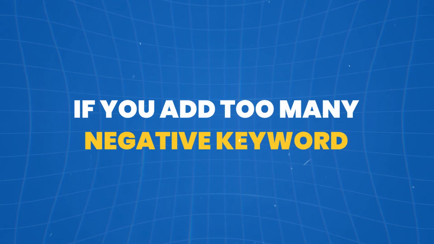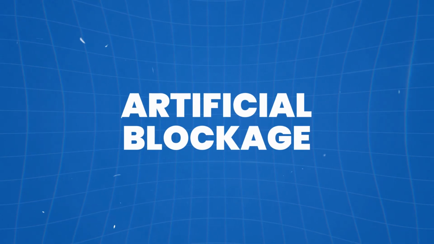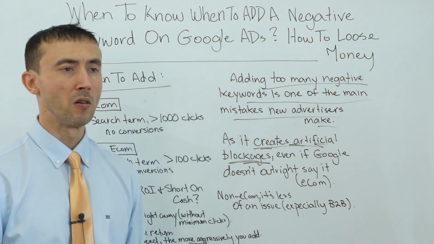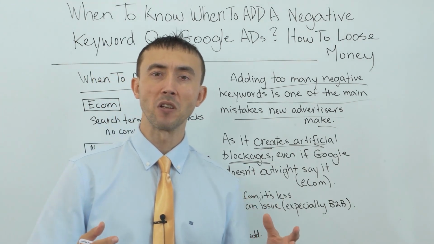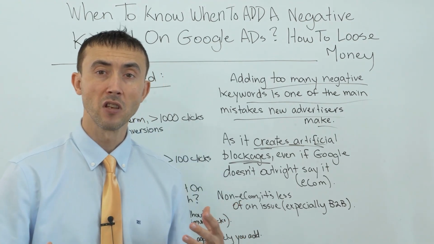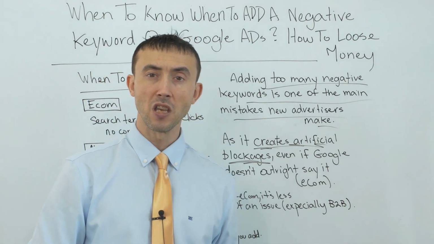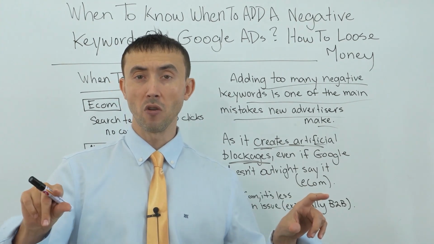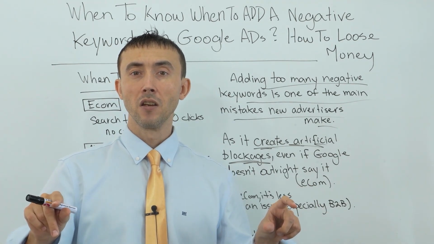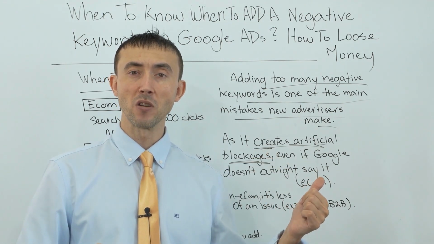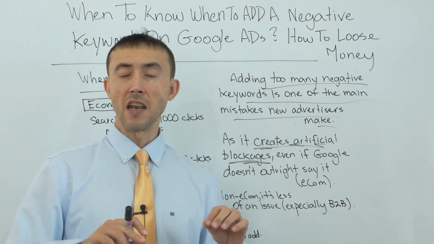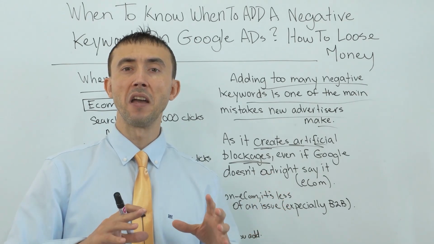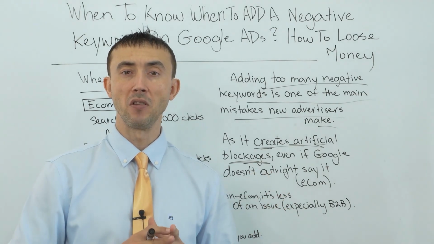So with that said, if you add too many negative keywords, it creates artificial blockages, even if Google doesn't say it. A lot of people will wait for the recommendations part of their Google account to tell them that they have negative keyword conflicts. That is, they added negative keywords to their account that block certain keywords. I can tell you for a fact that you'll get blockages, even though Google won't say it, by adding too many negative keywords that are really quite close to the keywords you're targeting at the end of the day. Not to say that you should ever add close ones, but that's inevitably going to happen, so to say.